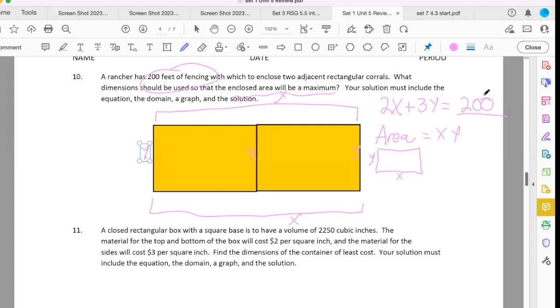So what do you want to do here? You then want to take this equation and solve it for either x or y. It's up to you which one you want to do, but I'm personally going to solve for y, I think. Yeah, let's solve for y. Because y is going to be what? 200 minus 2x all over 3.